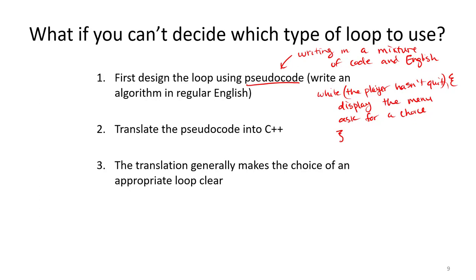As long as the player hasn't quit, display the menu, ask for a choice. It sounds like a good time to use a while loop. So a while loop will keep running until the Boolean statement inside has become false. And if you translate the pseudocode into C++, you can also test out and verify which type of loop is the best fit. Usually if you write out the pseudocode and then try to write it in C++, often that will help make it clearer what kind of loop you need.